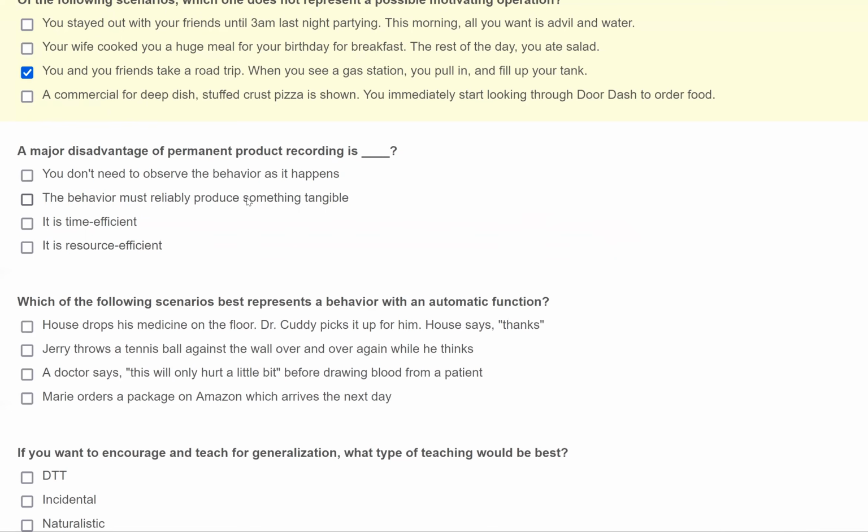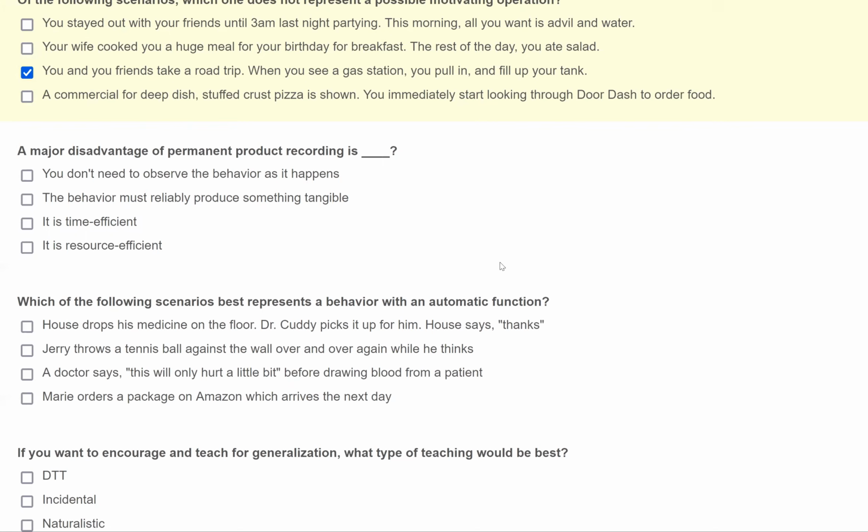A, you don't need to observe the behavior as it happens. That's not a disadvantage, that's an advantage, right? You can tell someone to go wash your car. You can go check an hour later and see, did they wash your car? You don't actually have to see them wash the car. B, the behavior must reliably produce something tangible.